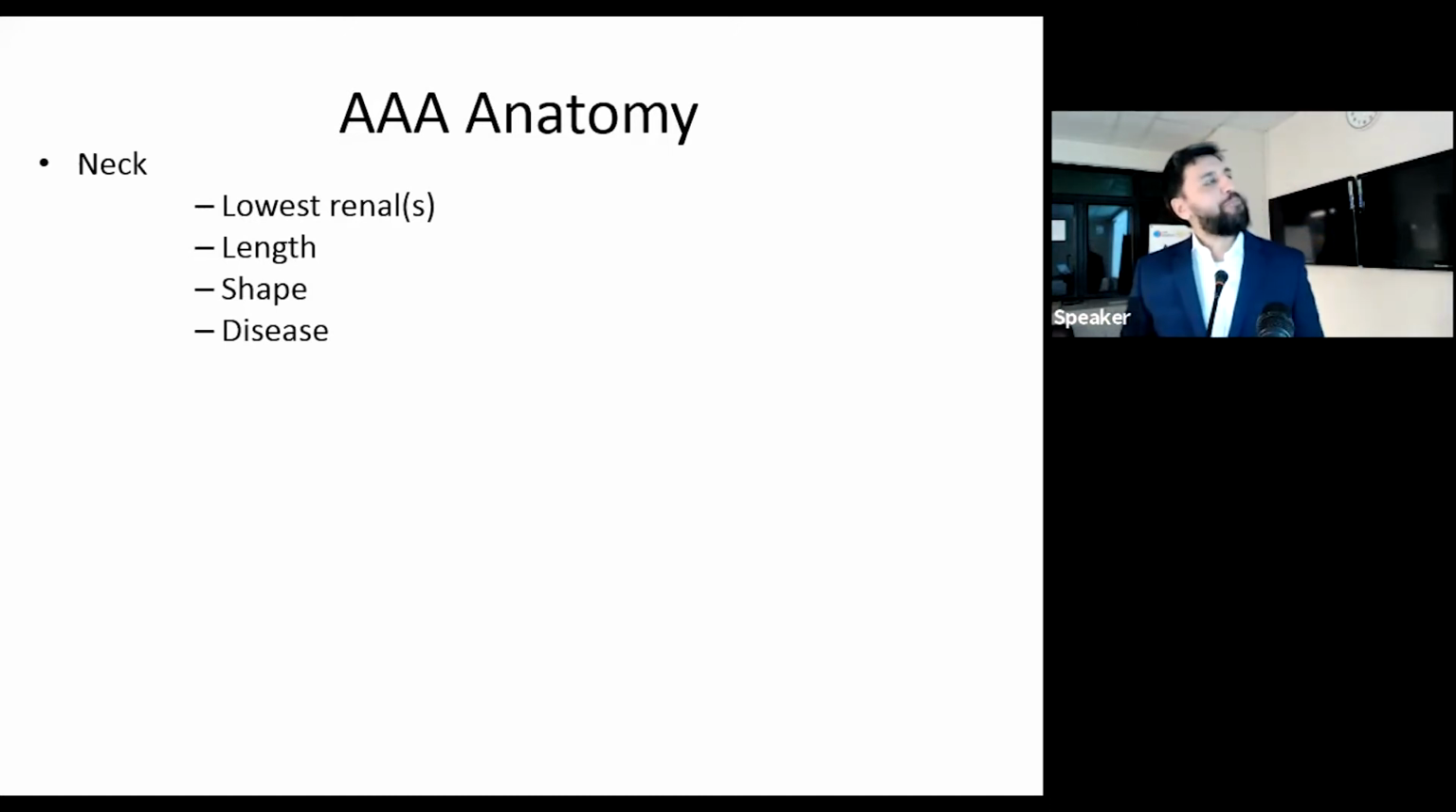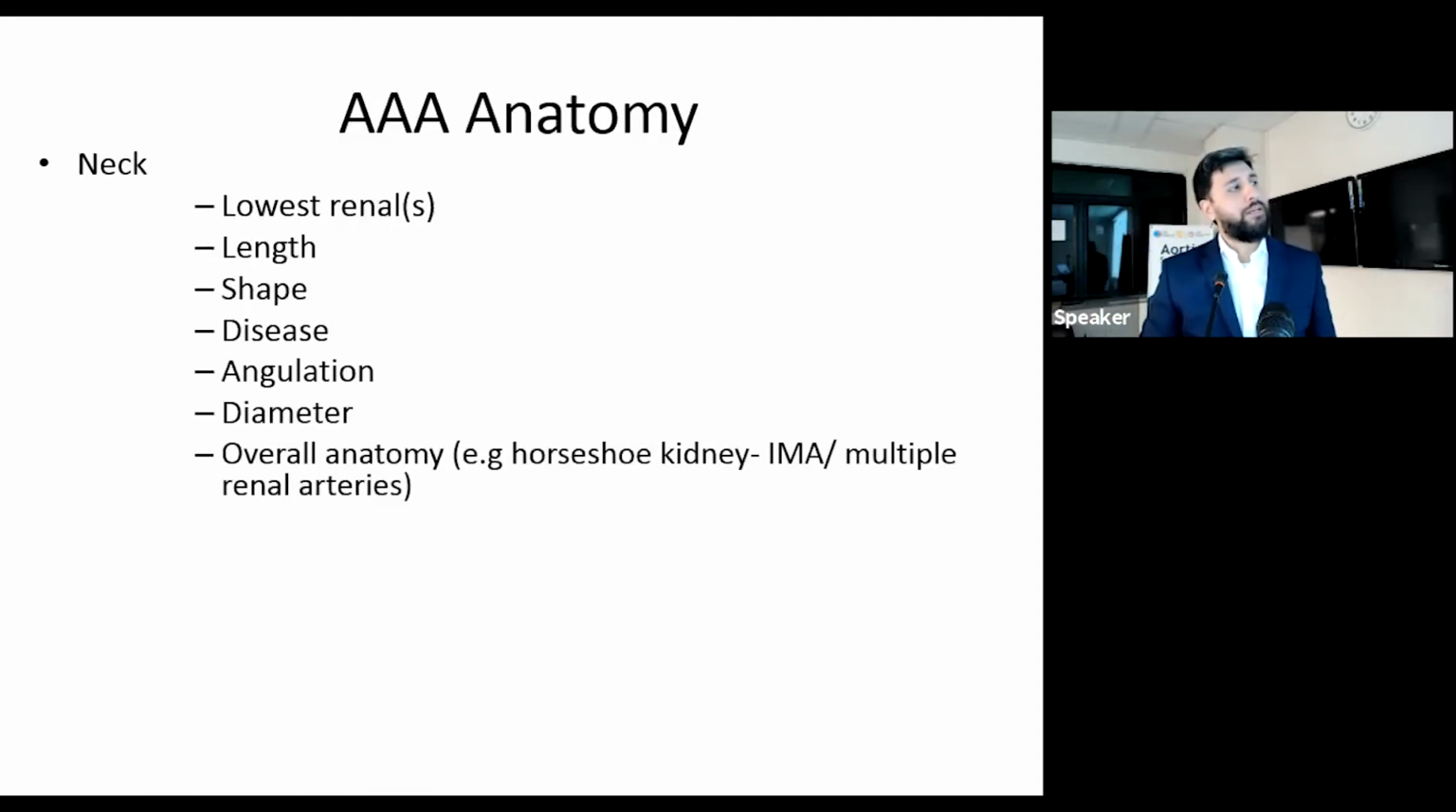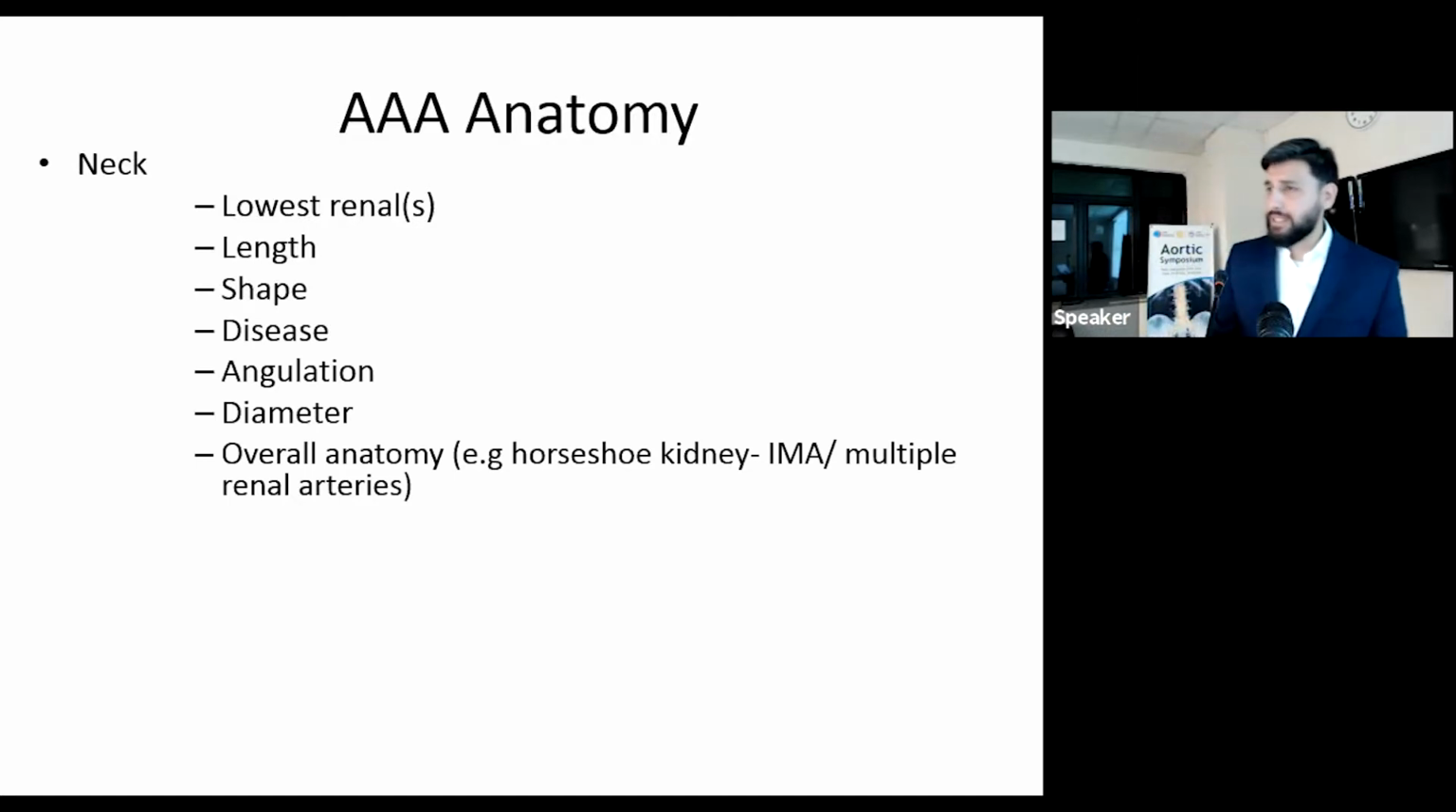Right, so the lowest renal is the most important. You need to see how many renal arteries there are, because there could be accessory renal arteries. You need to know which one is the lowest, so that you don't cover that. And the length of the neck is important to have an adequate seal. You don't want a conical or reverse conical neck ideally. You don't want a neck that's very diseased, where you can't have a seal zone, or very angulated. And we look at the diameter to dial in which main body graft we'll use. And the overall anatomy is very important on the CT scan.